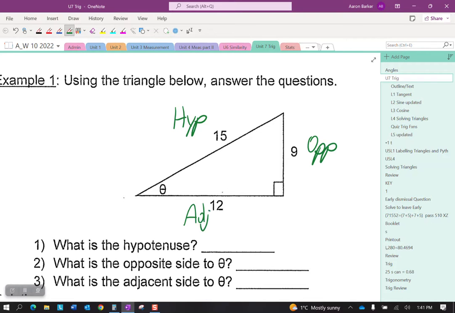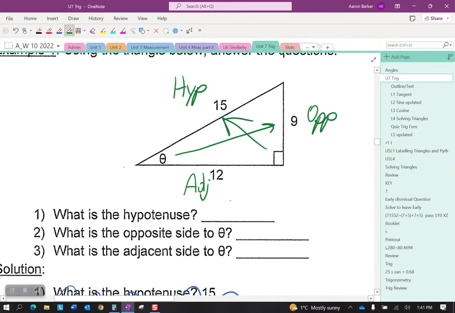12. Okay, so hypotenuse is across the 90. Our angle of interest is theta on the bottom left. So we draw a straight line. Always draw straight lines to the opposite side. So hypotenuse then, we can fill out the bottom now. 1, 2, and 3. Hypotenuse is 15. Opposite is 9. Adjacent is 12.